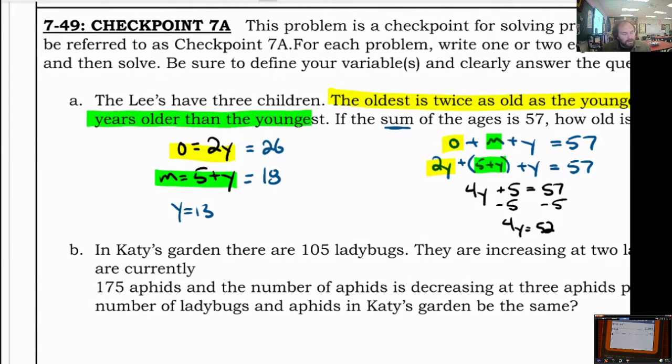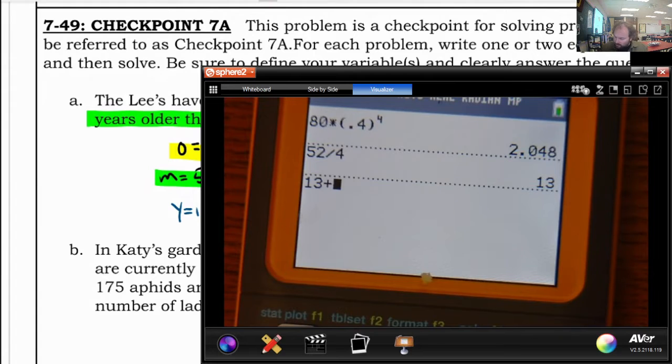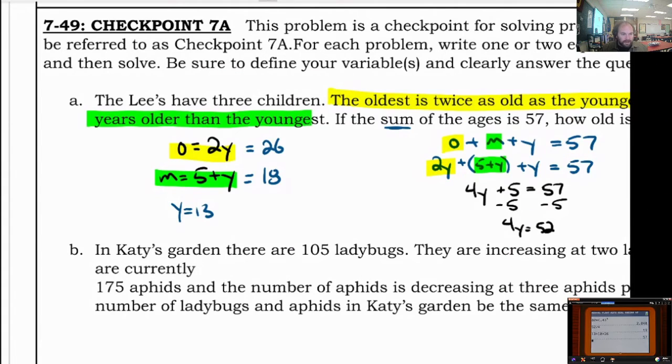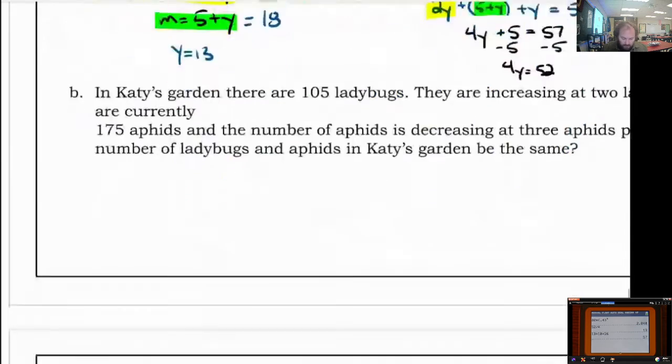There you go. And it's worth confirming on the calculator really quick that 13 plus 18 plus 26 is, in fact, the magic number, 57. Bada bing, bada boom, bada bam, easy peasy. Just keep your head on a swivel. Keep confident. You can do it.